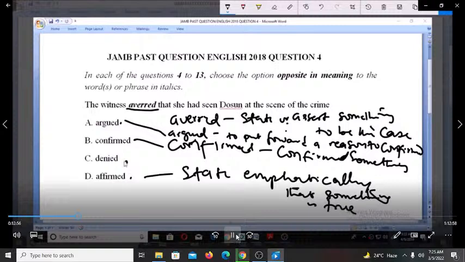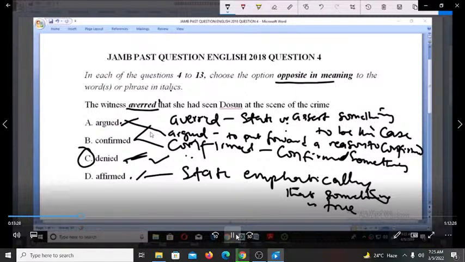But now, deny is the only one that is the opposite. All these are saying that something is true. You're arguing for something. She argued that she had seen something. That means you're confirming it. Confirm the same thing, affirm the same thing, aver the same thing. So the only one in opposite is deny. This is saying that something is not true, unlike the other ones. So that makes option C the right answer, because we are looking for opposite in meaning.